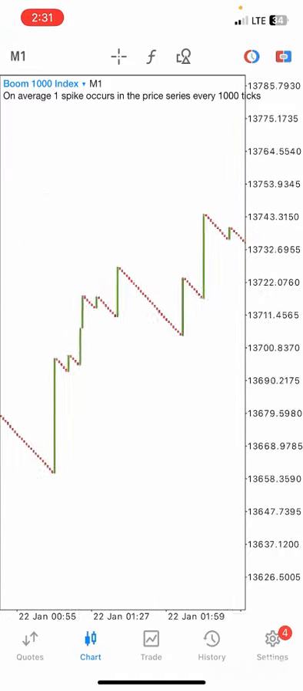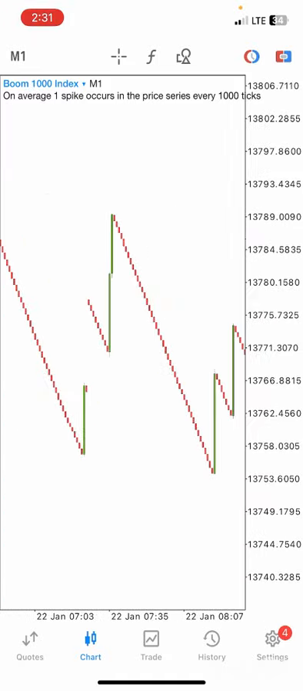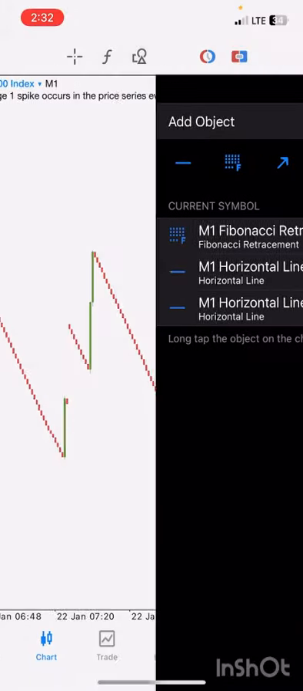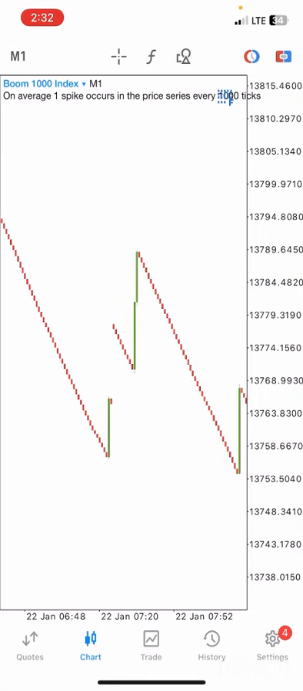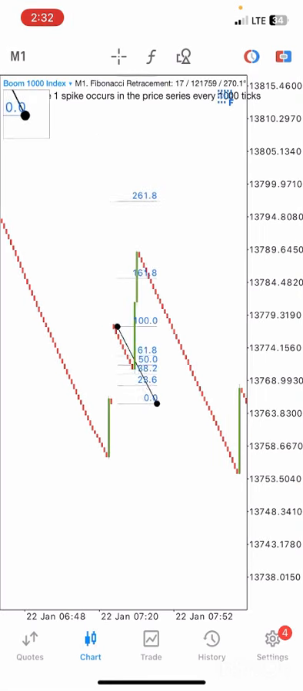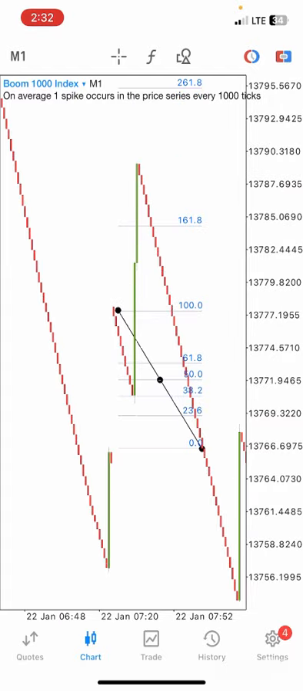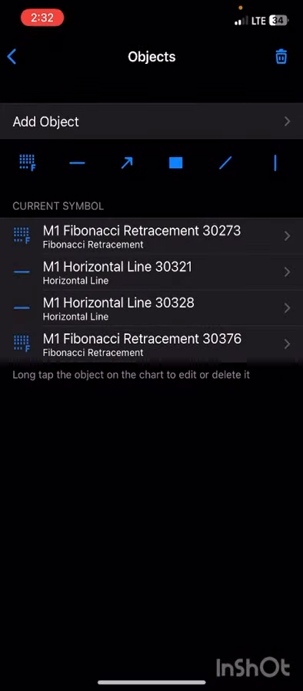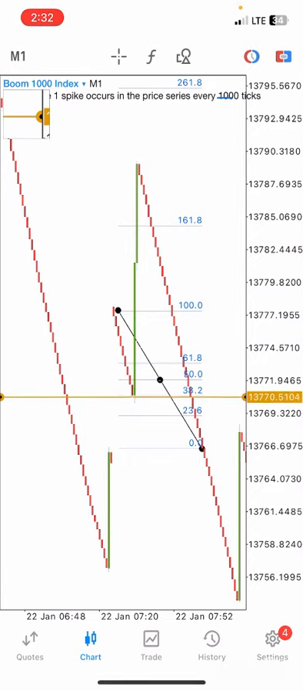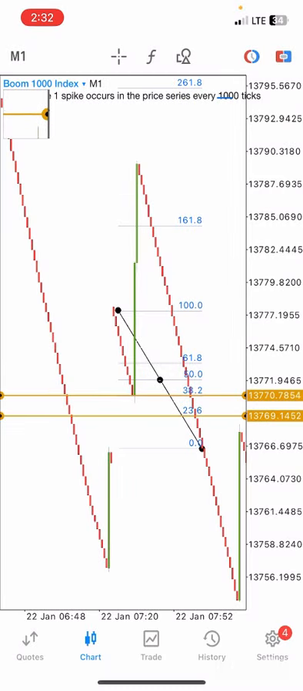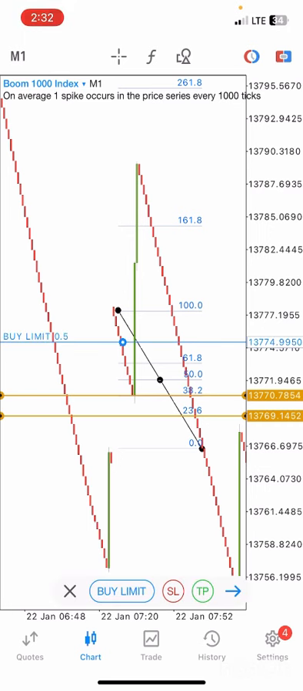Now let's use another example. This is another gap, and the first thing you do is select your Fibonacci tool. Because it is Boom, you draw from the top to the bottom of the gap, and you identify two areas: Fibonacci 38 and Fibonacci 23. So this is Fibonacci 38 and then Fibonacci 23.